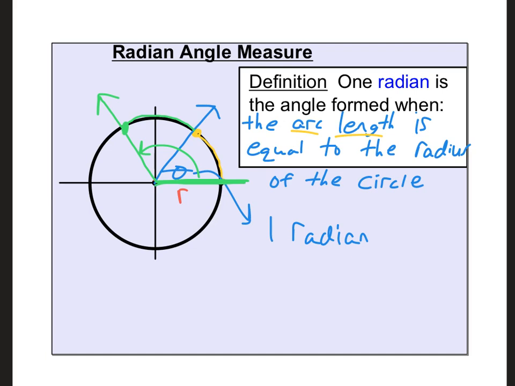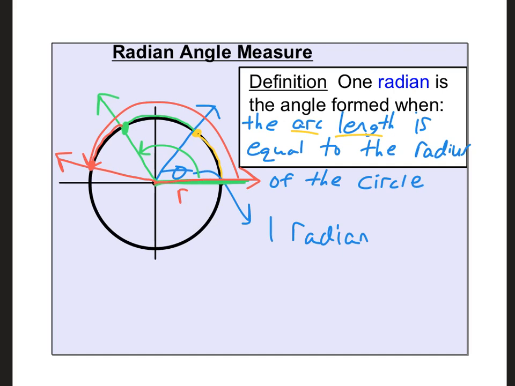And if I do it one more time, let's do another radius, it would end up being about there or so. So that angle, the red angle, from the x-axis all the way to there, that would be about 3 radians. Again, it's a lot different than degrees. A 3-degree angle is really, really small, but 3 radians is almost all the way to 180 degrees.